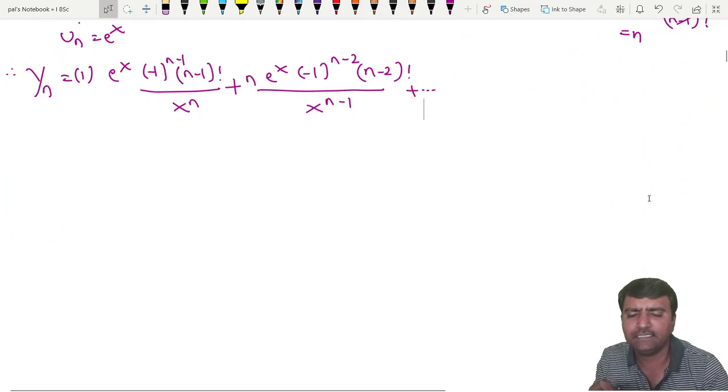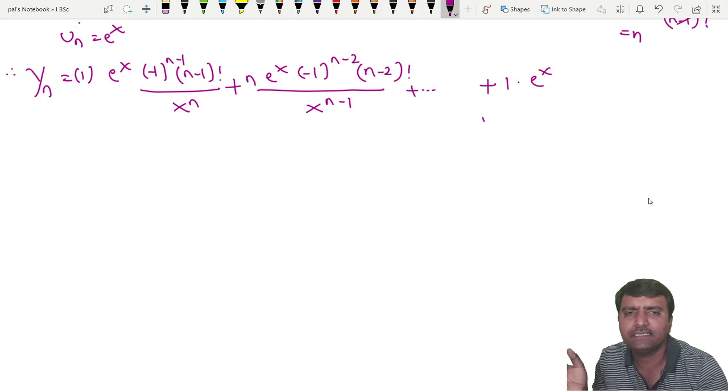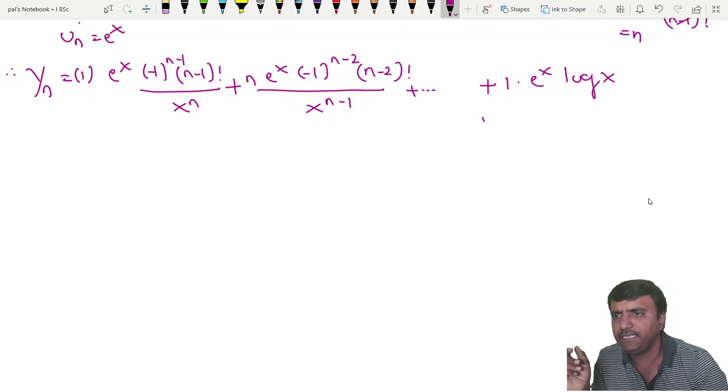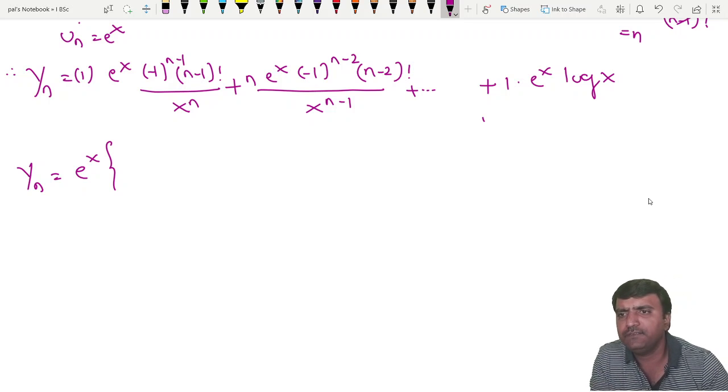All of you know that nCn is 1. Here u_n is e to the power of x, and v is log x. So that y_n is equal to, you can take e to the power of x as a common factor. If e to the power of x comes outside, what is remaining?